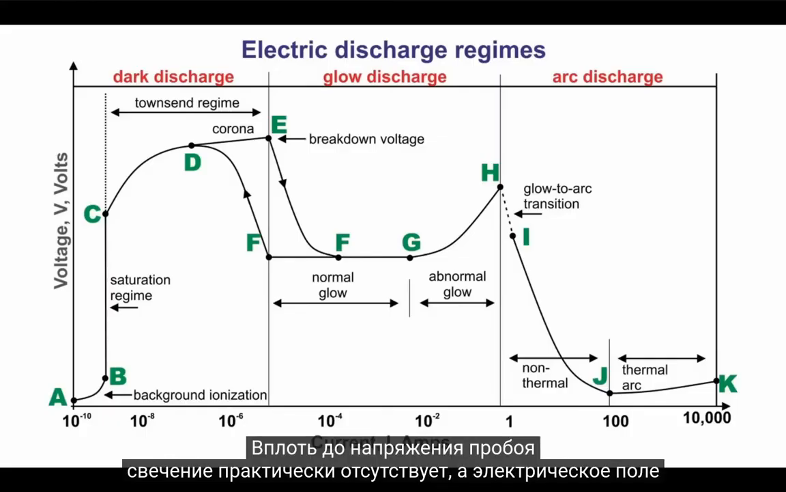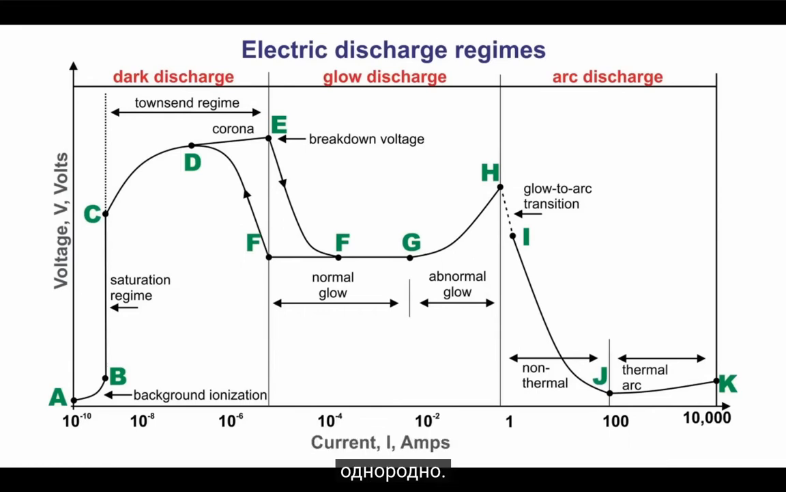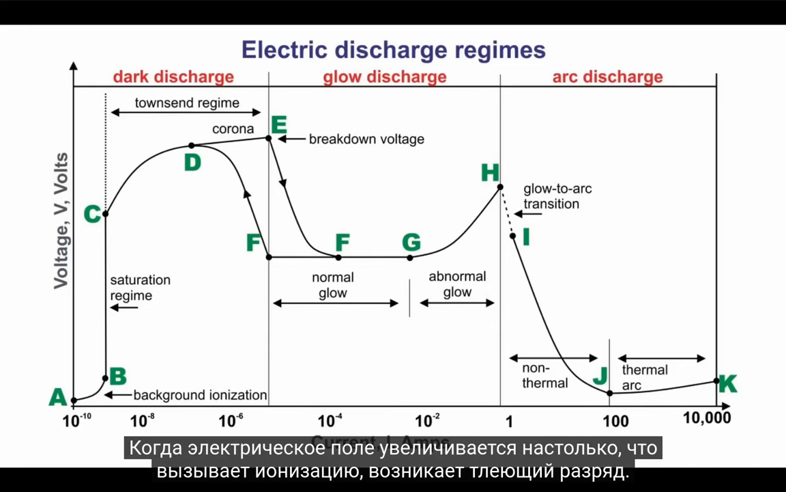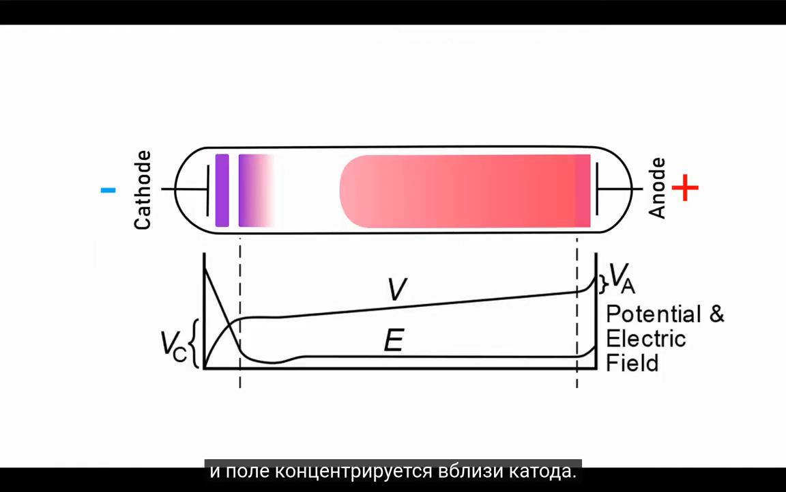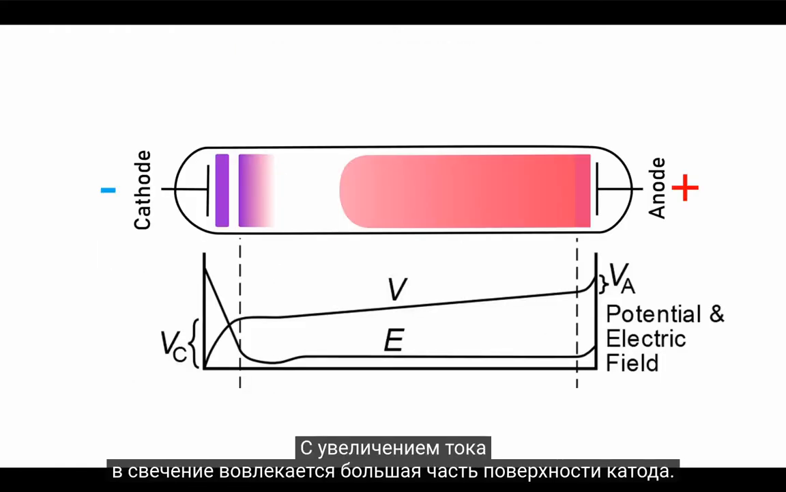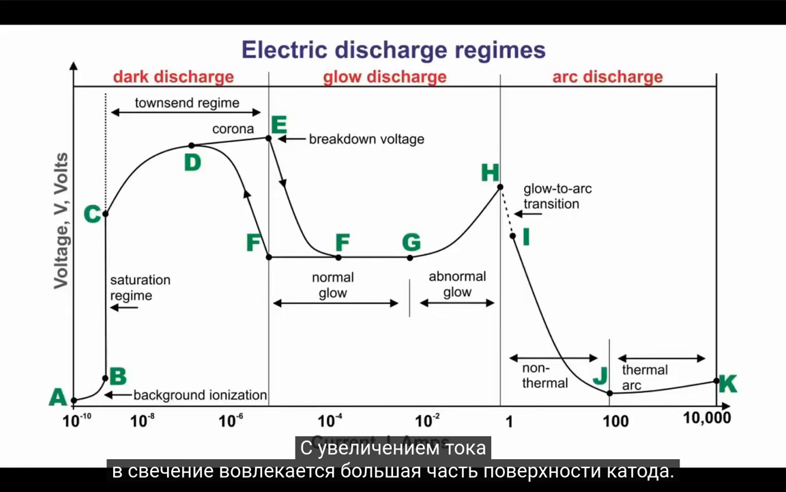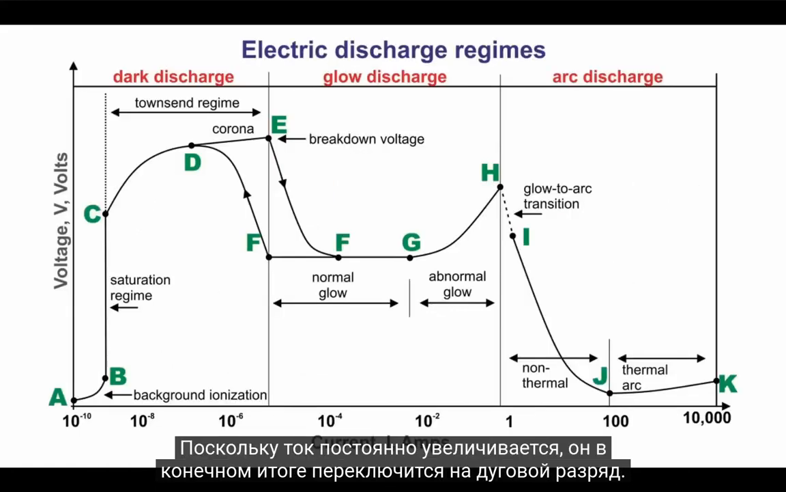Up until the breakdown voltage, there is little to no glow and the electric field is uniform. When the electric field increases enough to cause ionization, the glow discharge develops. At this point, the electric field is considerably modified by the presence of the positive ions, and the field is concentrated near the cathode. As the current increases, more of the cathode surface is involved in the glow. As the current steadily increases, it will eventually switch to an arc discharge.